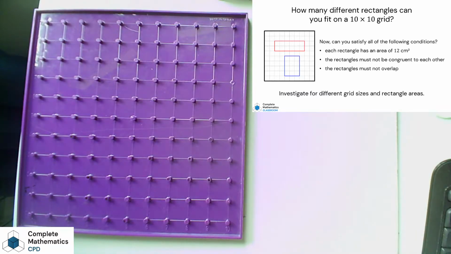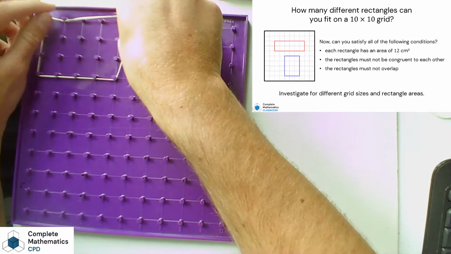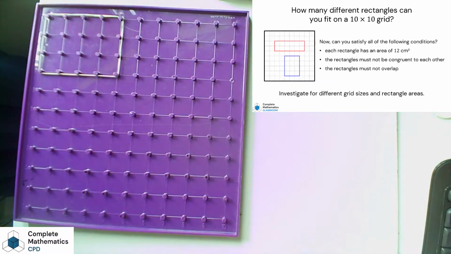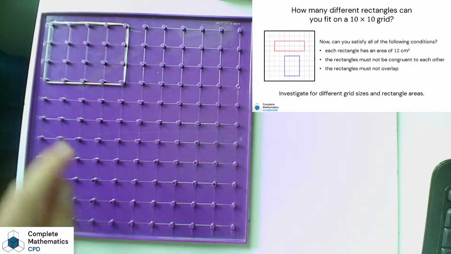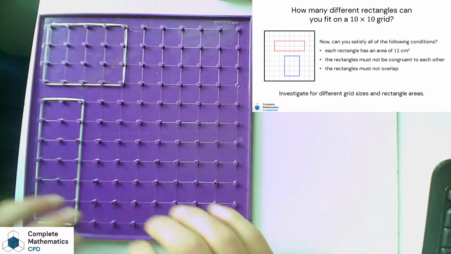Okay, so here's a few of my thoughts on this task and how you might want to use it in the classroom. I quite like it in that it's quite a low floor type of task, in that pupils will quickly find the first two obvious solutions, hopefully. So we've got the 4x3 and then the 6x2 solution.